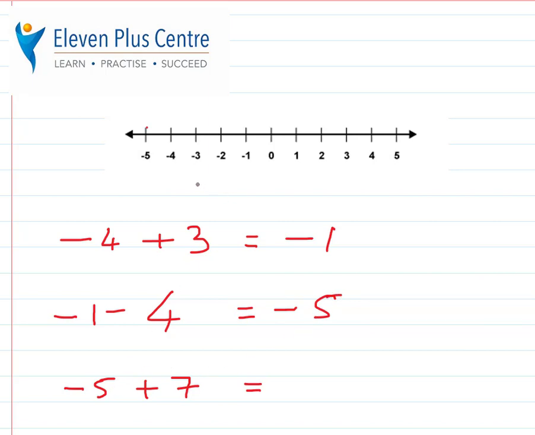The next one is -5 add 7. When we're adding, we're going this way because we're making the numbers bigger. So -5 plus 7 means 1, 2, 3, 4, 5, 6, 7. That means the number finished on 2.